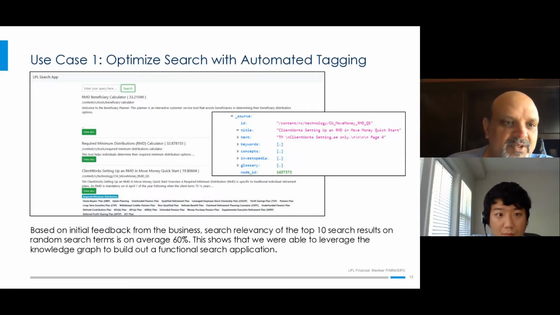So now we're going to flip into use cases that Wren is going to review with you, both what it was and how it was put together. Over to you, Wren.